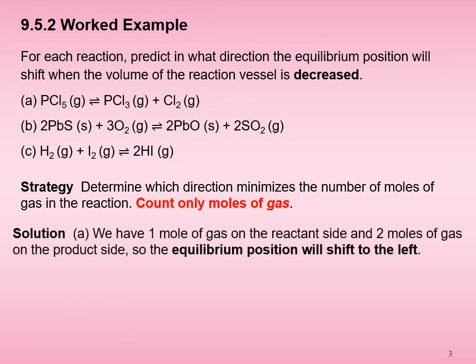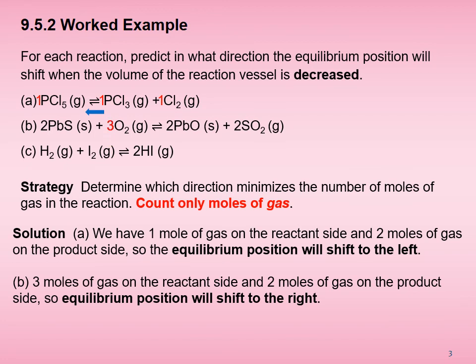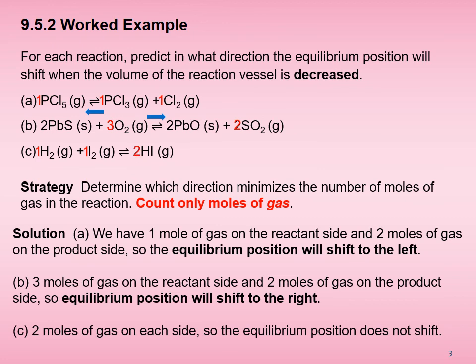A. We have 1 mole of gas on the reactant side and 2 moles of gas on the product side, so the equilibrium position will shift to the left. B. 3 moles of gas on the reactant side and 2 moles of gas on the product side, so the equilibrium position will shift to the right. C. 2 moles of gas on each side, so the equilibrium position does not shift.